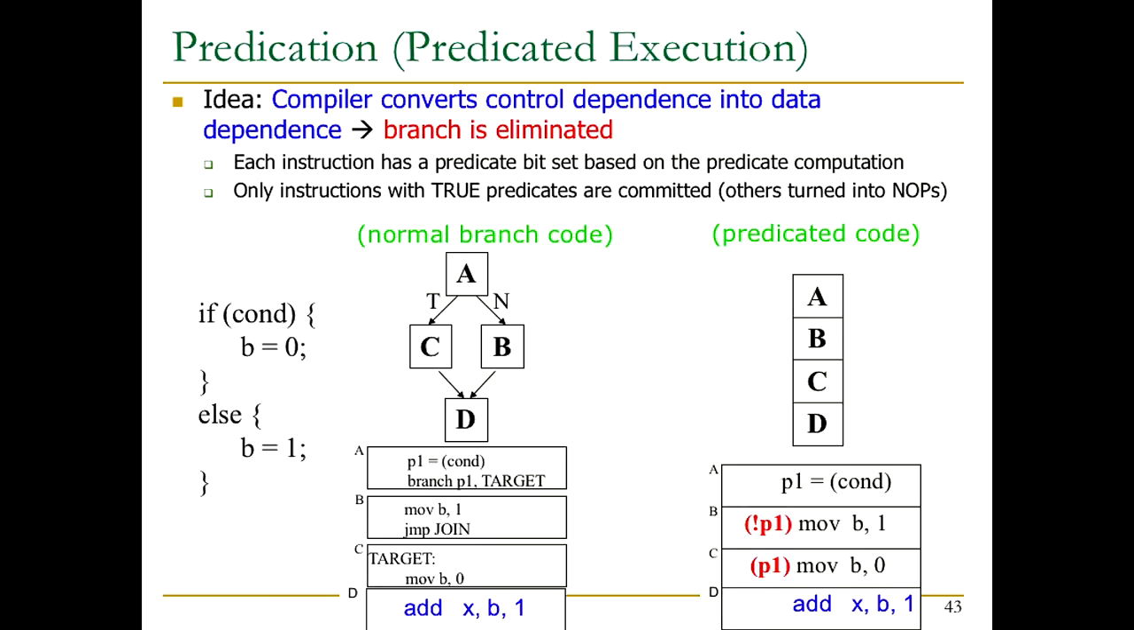These instructions are data dependent on the predicate computation, and this add is data dependent on both of these because it needs to wait for both of these to resolve. Well, hopefully both of them will resolve at the same time. Now let's take a look at the differences between branch prediction and predication a little bit over here.